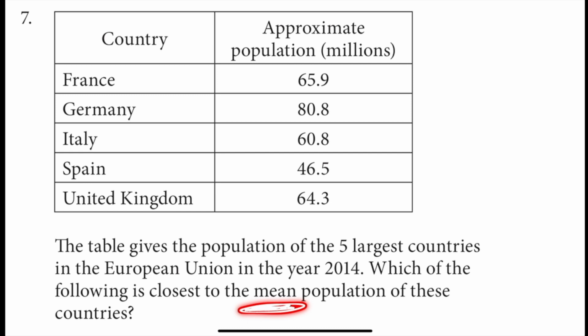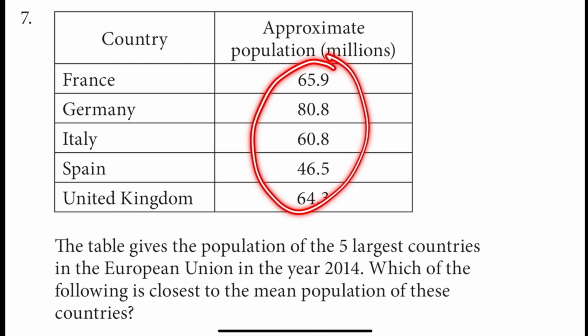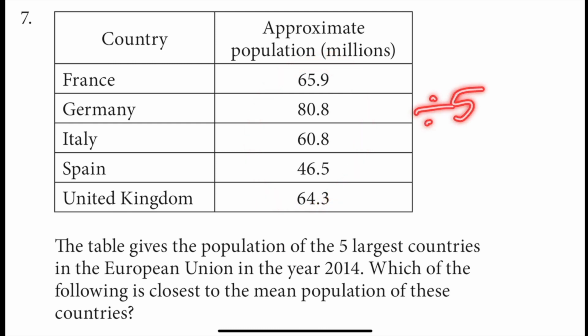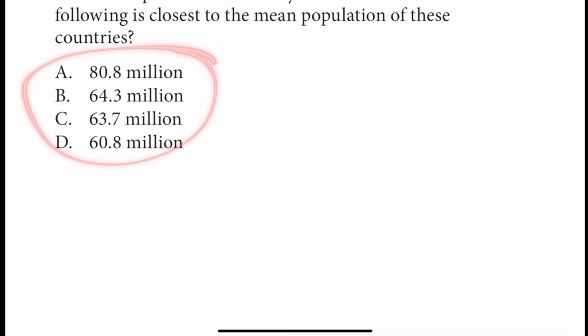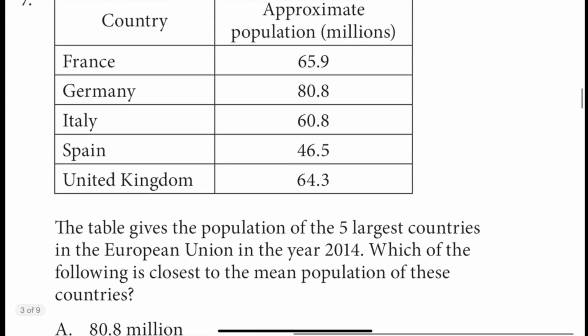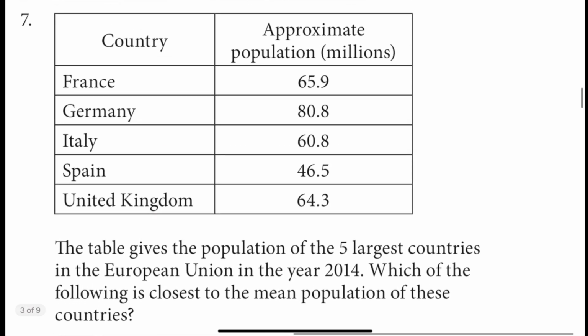We need to understand what mean means. Mean is average. In stats, mean means average. Average means if I have 5 countries, then you add all these 5 and divide it by 5 at the end. All right, that's what average means. So I need to find the average of those 5 and get this answer. So let's add. I hope they give you a calculator. All right, if not, we need to add this.